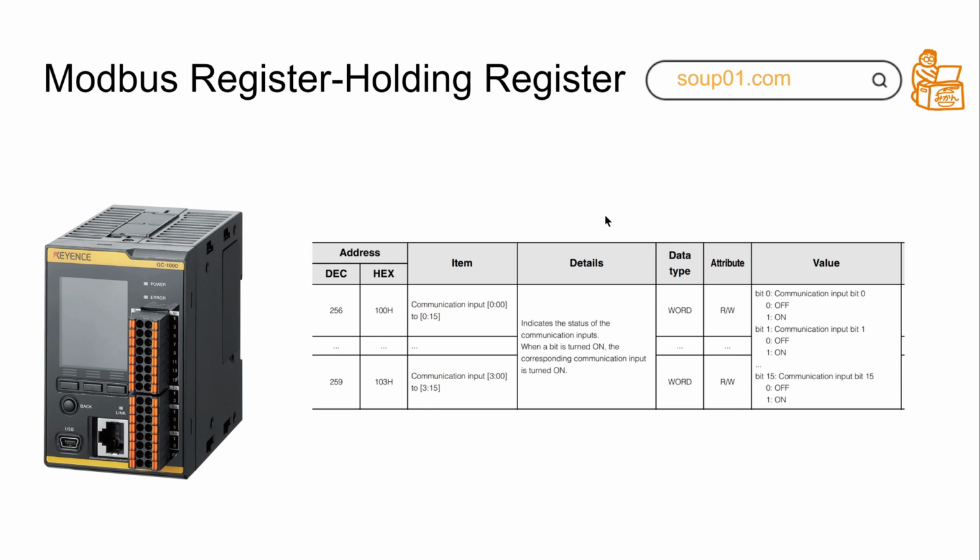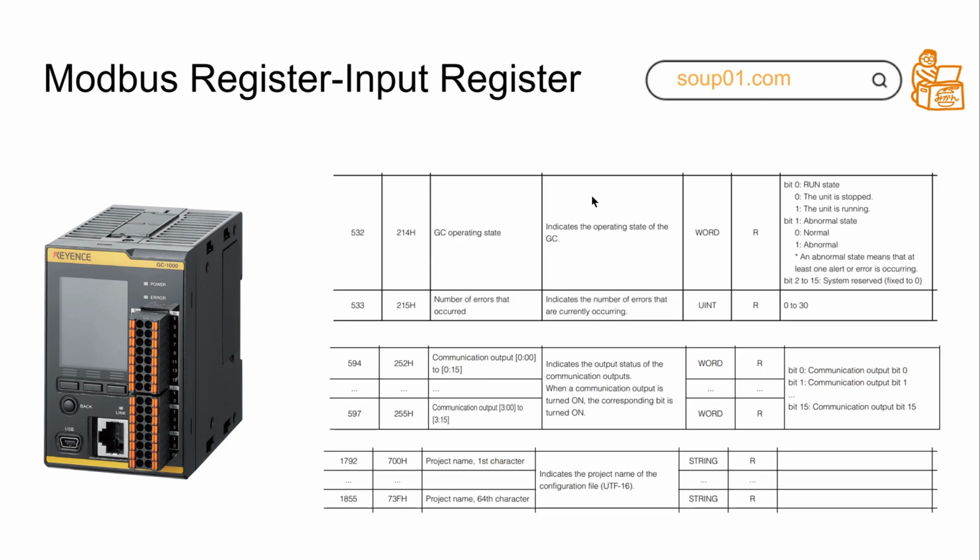And for the Modbus register, they provide many registers to access different information inside GC1000. It's not possible to access all these registers in my tutorial, so I choose this one. It's hex 100 to 103. These four registers, you can write the communication input to the GC1000 by using function code 16.